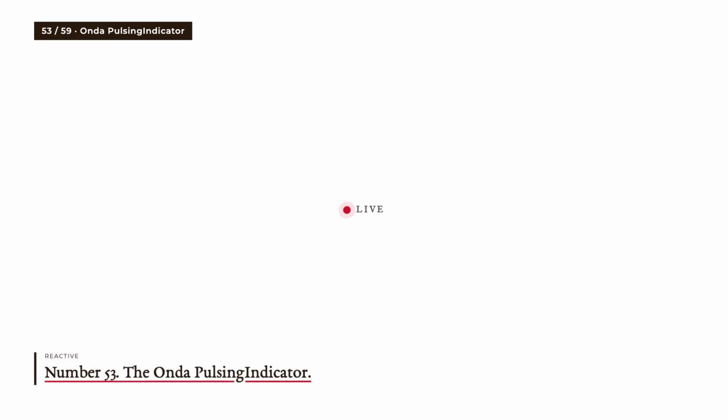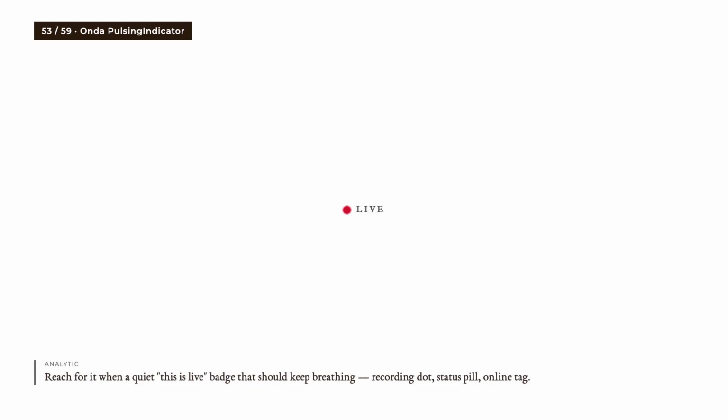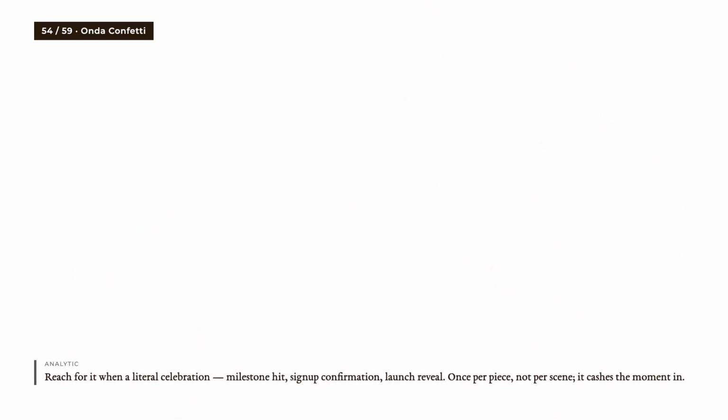Number 53, the Onda PulsingIndicator. Reach for it when a quiet "This is live" badge that should keep breathing, recording dot, status pill, online tag. Number 54, the Onda Confetti. Reach for it when a literal celebration, milestone hit, sign-up confirmation, launch reveal. Once per piece, not per scene. It caches the moment in.